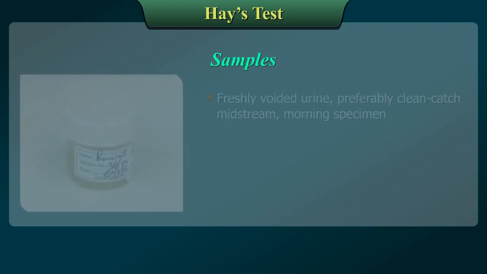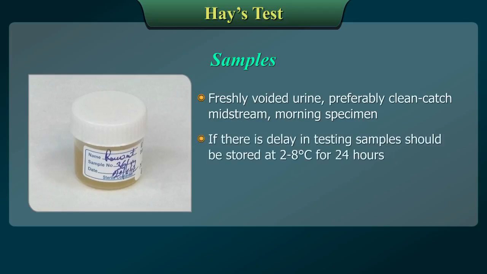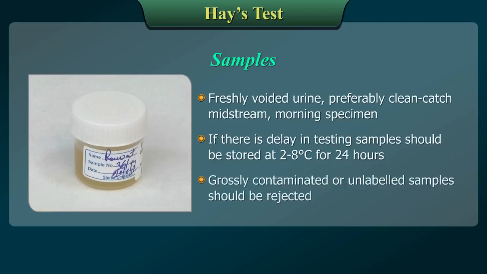Samples: freshly voided urine, preferably clean catch midstream morning specimen. Samples can be stored at 2 to 8 degrees centigrade for 24 hours. Grossly contaminated or unlabeled samples should be rejected.